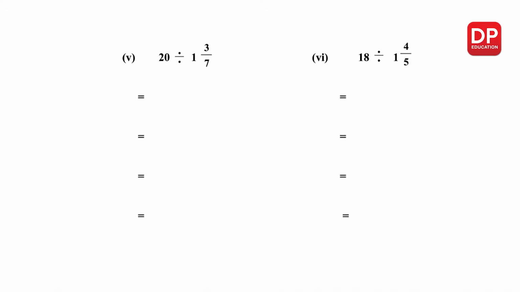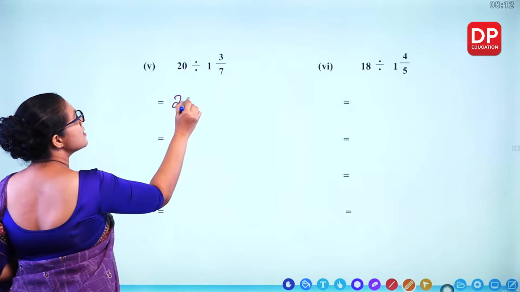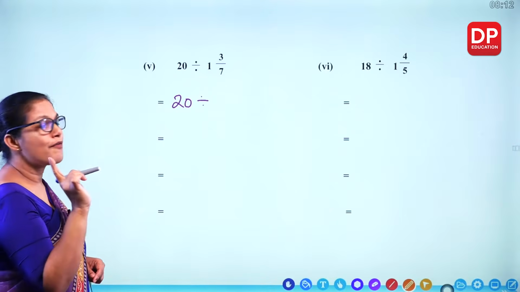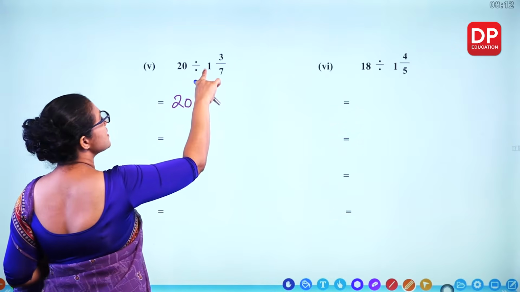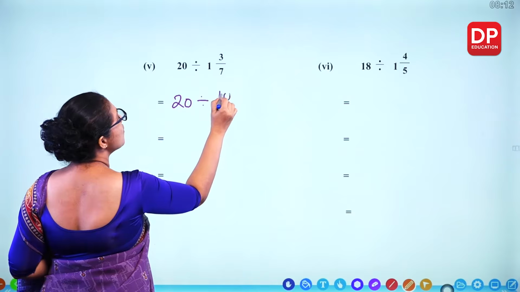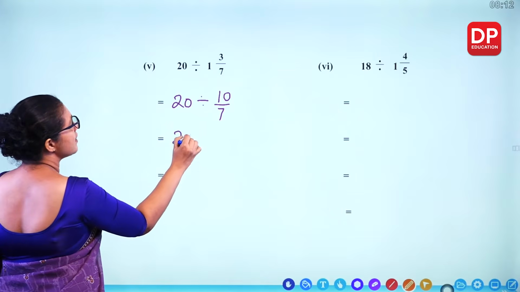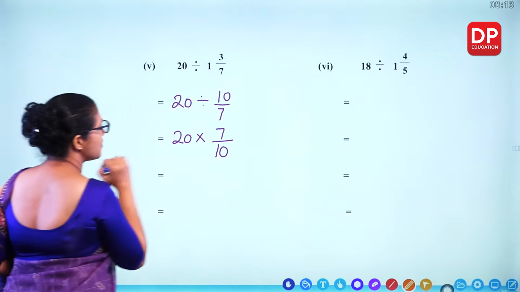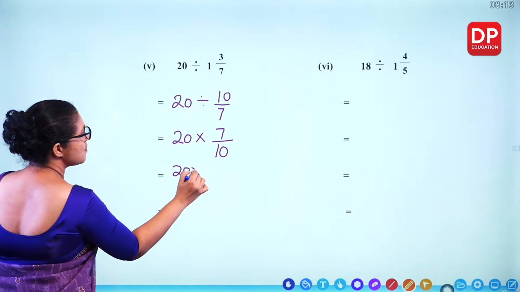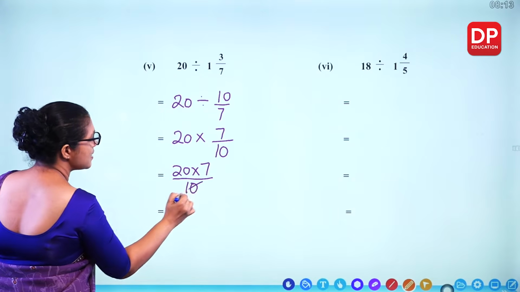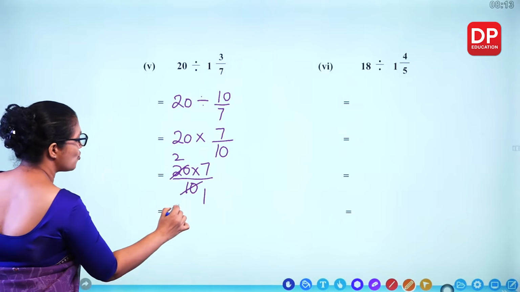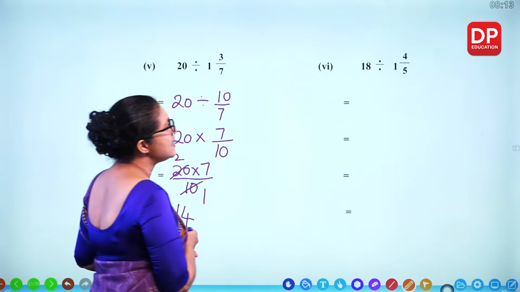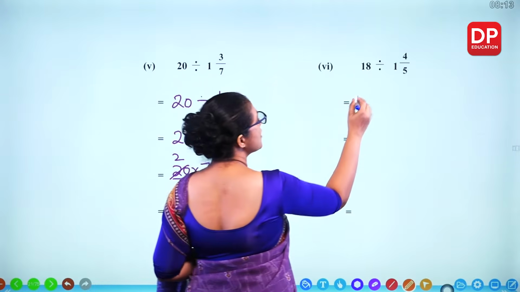20 divided by 1 and 3/7. 20 multiplied by. But first thing, convert to improper fractions. 7 times 1, 7 plus 3, 10 over 7. Now you can convert to multiplication by taking the reciprocal. So 20 times 7 divided by 10. 10 times 1, 10 times 2. Answer is 14.